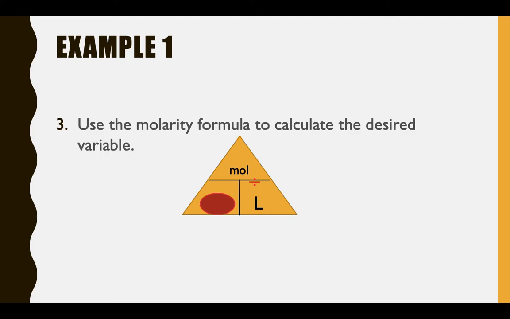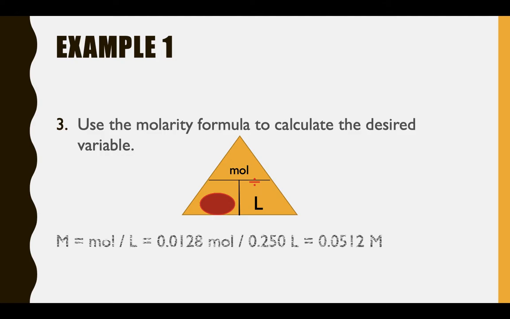So if I have one variable on top of the other, then I take the top variable and divide it by the bottom variable. And that will give me the one that's covered up. So I'm going to take moles and divide it by liters, and that's going to give me molarity. Once I do that, I take the 0.0128 moles of solute and divide it by that 0.250 liters of solution, and I end up with a molarity of 0.0512. So we would describe that as a 0.0512 molar solution of sodium chloride. Once you're describing a solution, yes, that's the calculated molarity, but we would describe that as a 0.0512 molar solution of sodium chloride.